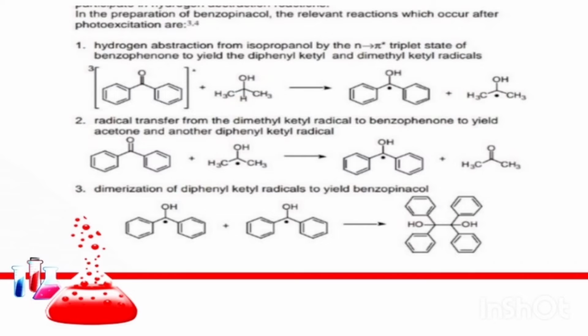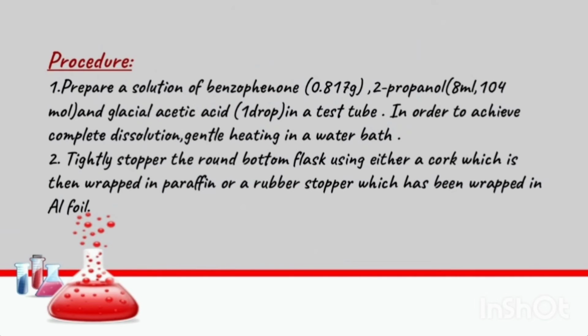In the preparation of benzopinacol, the relevant reactions which occur after photoexcitation are as follows. First, hydrogen abstraction from the isopropanol by the n,π* triplet state of benzophenone to yield the diphenylketyl and dimethylketyl radicals. The second one is the radical transfer from the dimethylketyl radical to benzophenone to yield acetone and another diphenylketyl radical. And the third one is the dimerization of diphenylketyl radicals to yield benzopinacol, as shown in the picture.